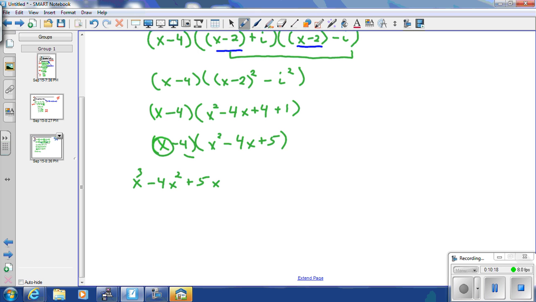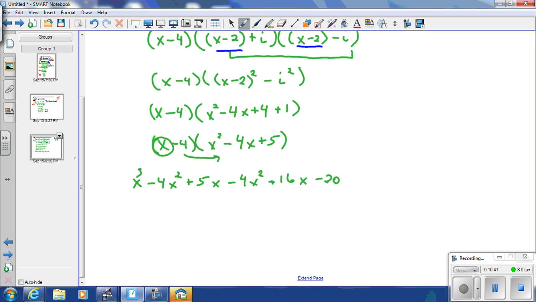Now I'm going to do the same thing with the negative 4. I'm going to send it through to all three things. Careful with the negative. Make sure you bring that with. So minus 4x squared plus 16x, and then I have minus 20.